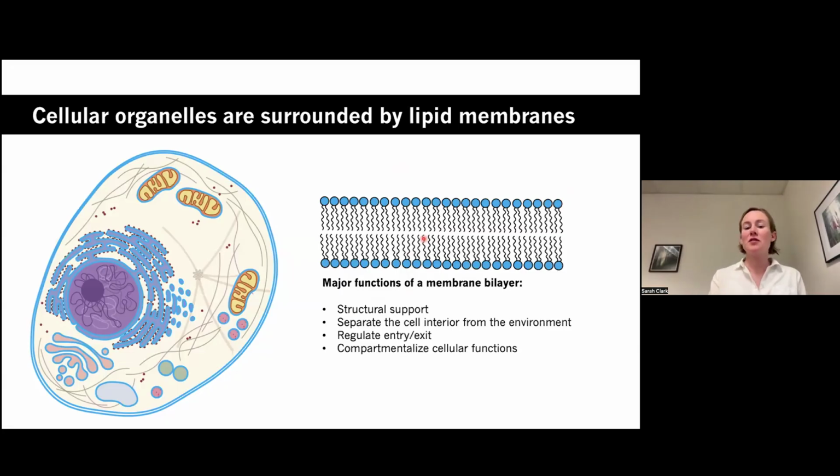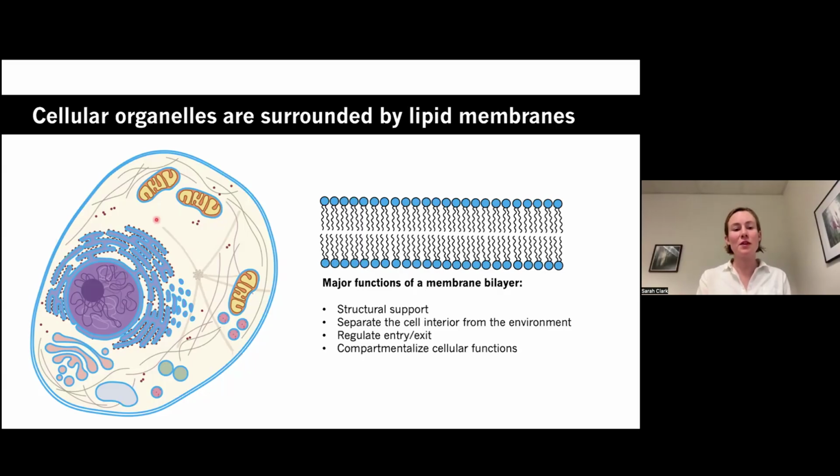The membrane serves many super important functions in the cell, such as structural support, providing physical structure to both the cell and the organelles, separating the cell interior and the organelle interior from the environment, and compartmentalizing cellular functions. So you have, for example, energy production happening in one place in the cell, as well as regulating entry and exit of various proteins and molecules into all of these different compartments.